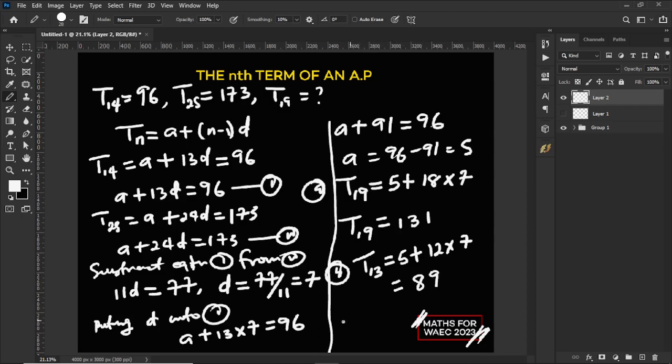So T56 now. That will be 5 plus 55 times 7. 55 times 7 will give us 385. 385 plus 5 is 390. So that's 390. Take this down before we clean it up. Be fast.